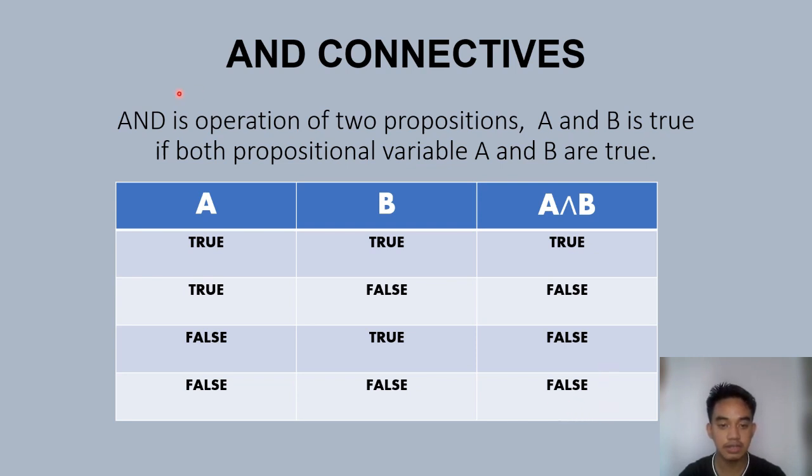As you can see, A and B is true if both propositional variables A and B are true. Here, the A and B have similar values, true and true, which became true in the propositional value. And the rest is false, false, false because it doesn't meet the AND connective's operation.